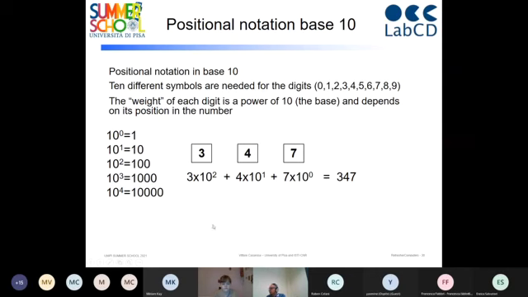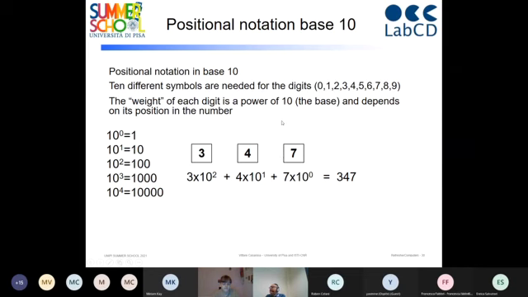So as I was saying, when we see 347, we say 347 without even thinking. But the actual mathematics behind it is that we immediately recognize that 3 is associated with the power of 2, I mean, with the hundreds. 4 is associated with the tens, and this is associated with the units.